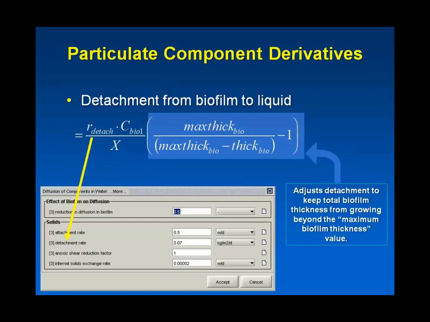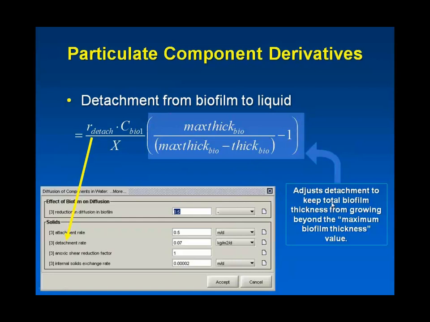So the attachment is proportional to the component concentration in the liquid, whereas the detachment is proportional to the amount that's in the actual biofilm layer. And then we multiply by this term on the right-hand side in the brackets here.